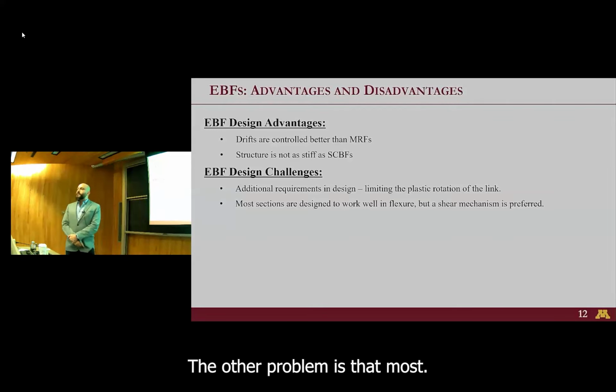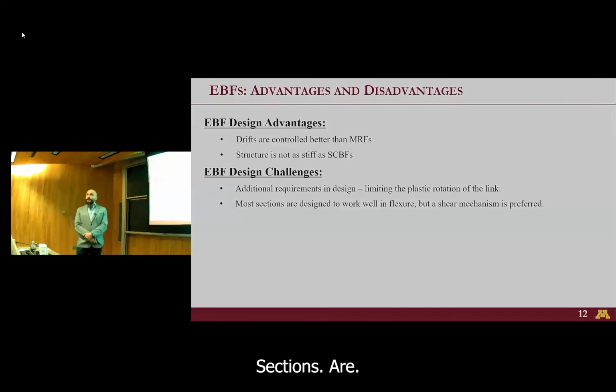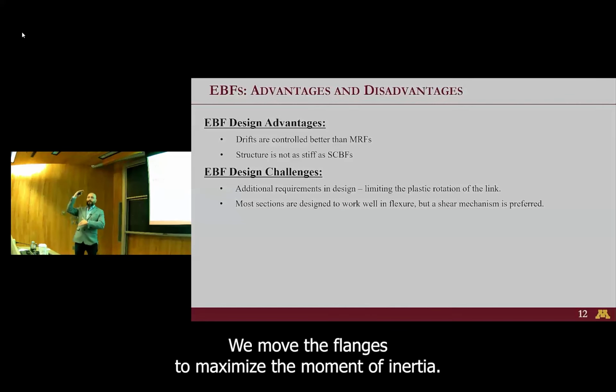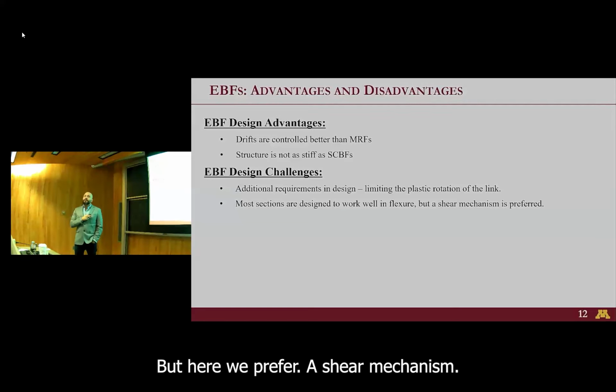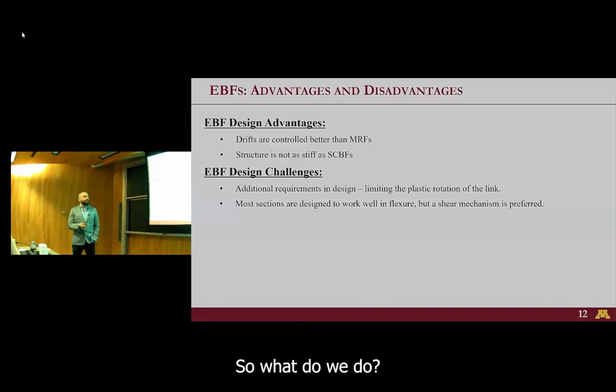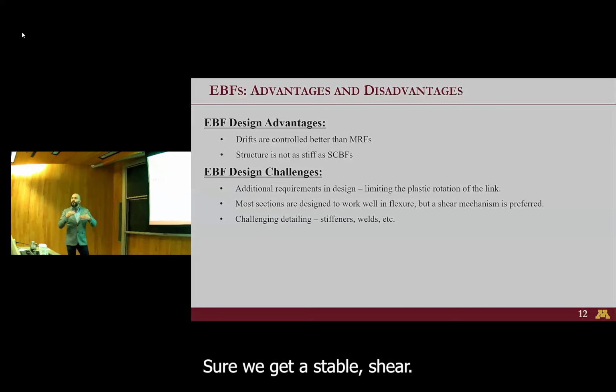The other problem is that most steel sections are designed to work well in flexure, like W sections, right? We move the flanges to maximize the moment of inertia. But here, we prefer a shear mechanism. So what do we do? We add stiffeners with welds to make sure we get a stable shear yielding mechanism without web buckling. So that makes the detailing challenging.